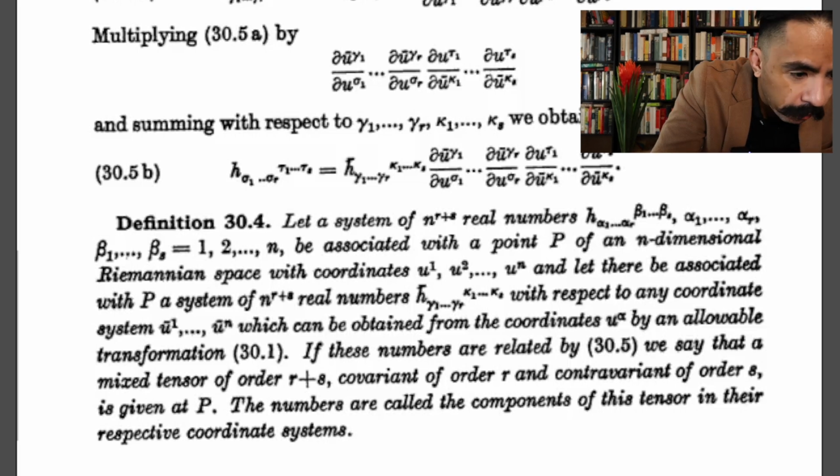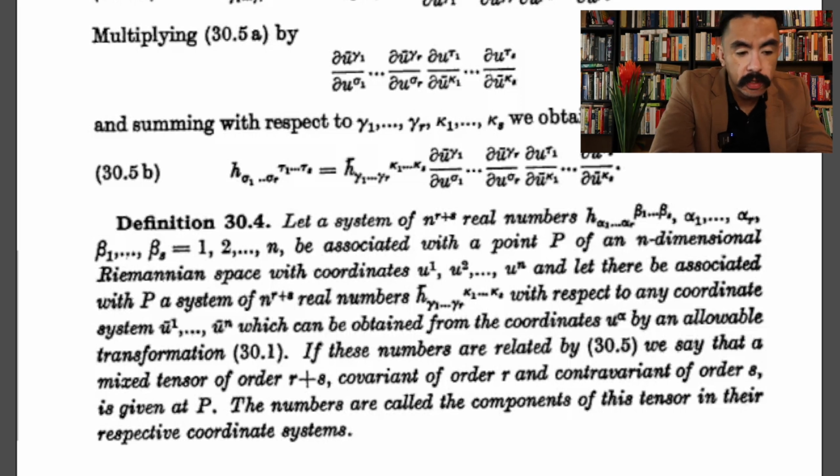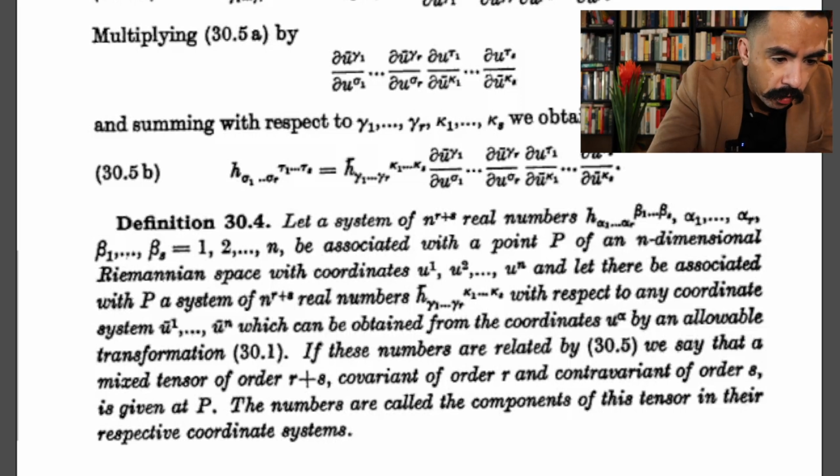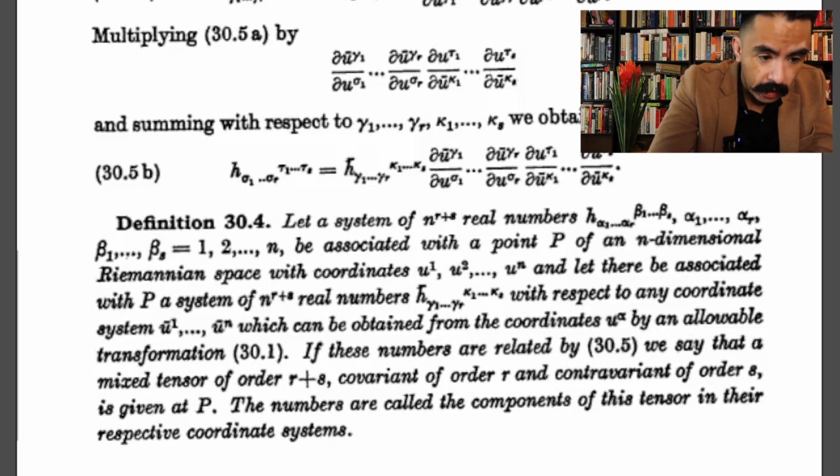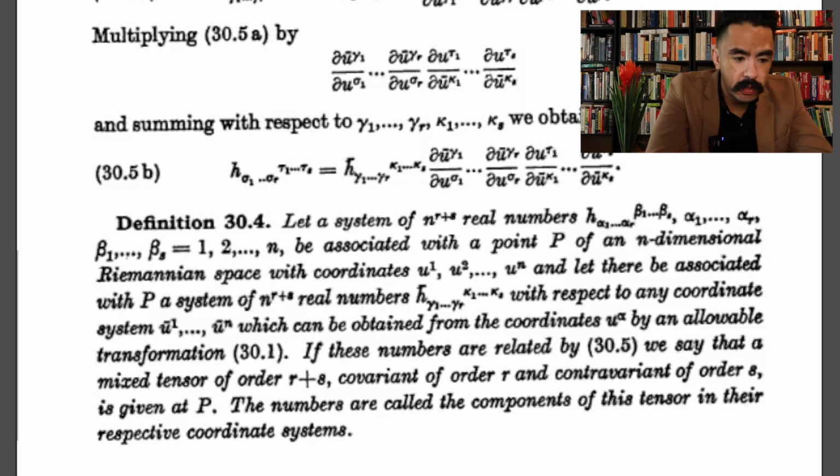Let a system of n^(r+s) real numbers h with a subscript alpha 1 through alpha r and a superscript beta 1 through beta s, namely alpha 1 through alpha r and beta 1 through beta s equal to 1 through n, be associated with a point P of an n-dimensional Riemannian space with coordinates u1, u2, etc. through un. And let there be associated with P a system of n^(r+s) real numbers h-bar with a superscript kappa 1 through kappa s and a subscript gamma 1 through gamma r, with respect to any coordinate system u-bar 1 through u-bar n, which can be obtained from the coordinates u alpha by an allowable transformation as given earlier in this section.